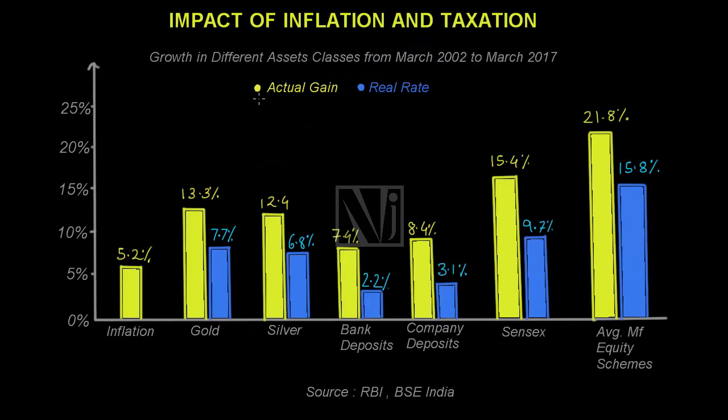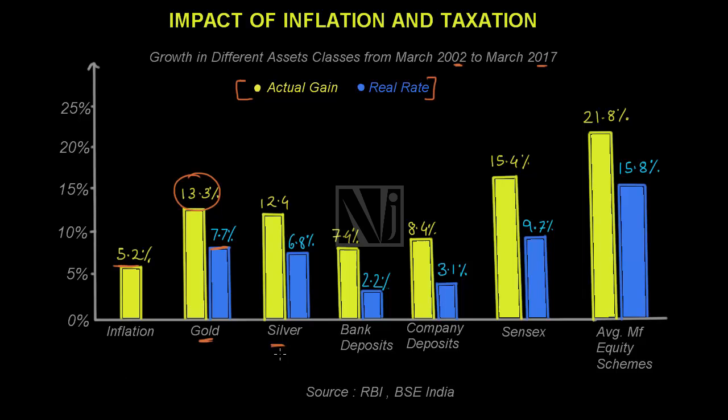We have taken data of actual return and real return for the last 15 years, that is from March 2002 to March 2017. For the last 15 years, the inflation was 5.2%. Gold as an asset class has given a nominal return of 13.3% and the real return is 7.7%. Real return is calculated by deducting inflation from nominal return.